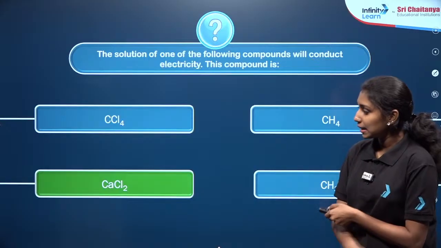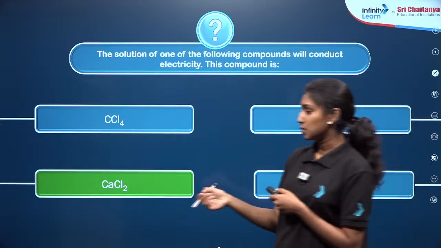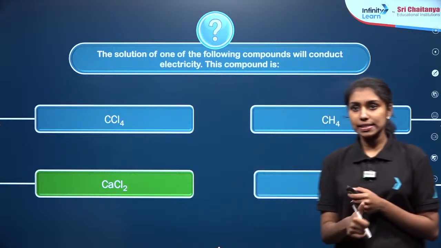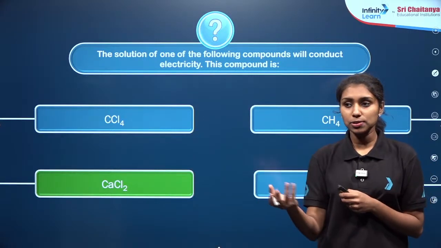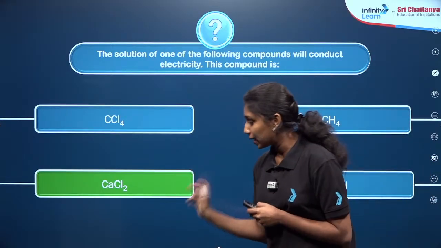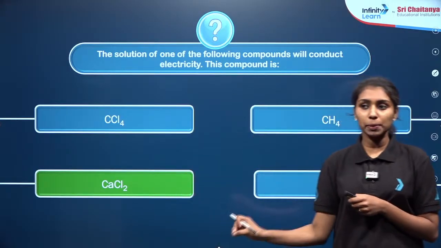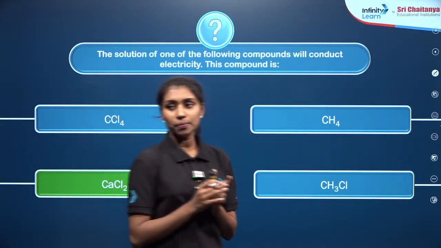So we can say that it is CaCl2, right? So option C is the correct answer here. CaCl2 is the ionic compound. Ca releases 2 electrons to form a Ca2+ ion, and it is accepted by the 2 chlorine atoms to form 2 Cl- ions. So this is one of the ionic compounds present here. That is why it conducts electricity. Clear?